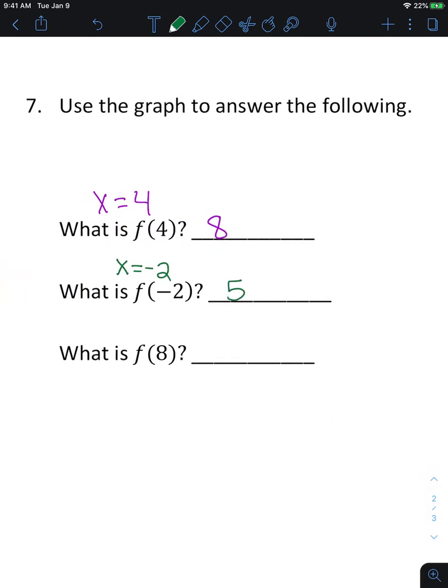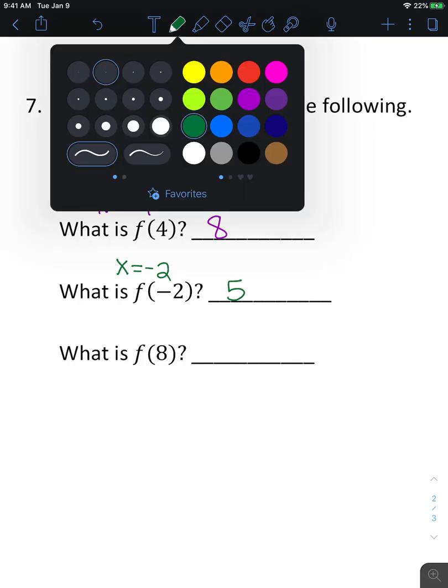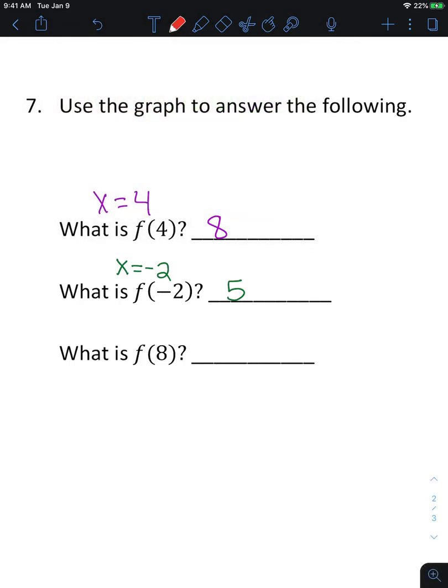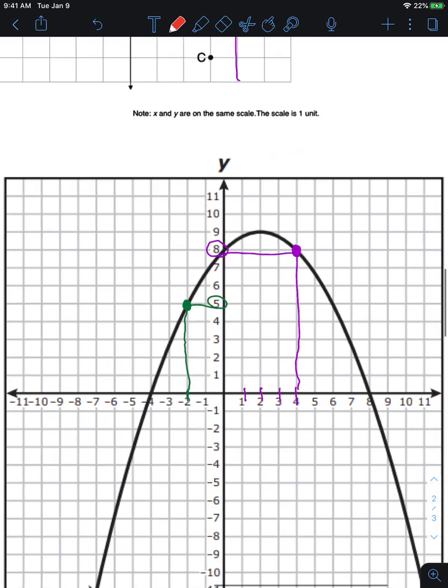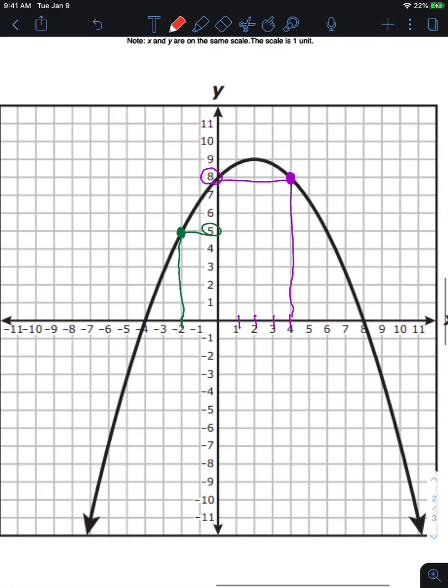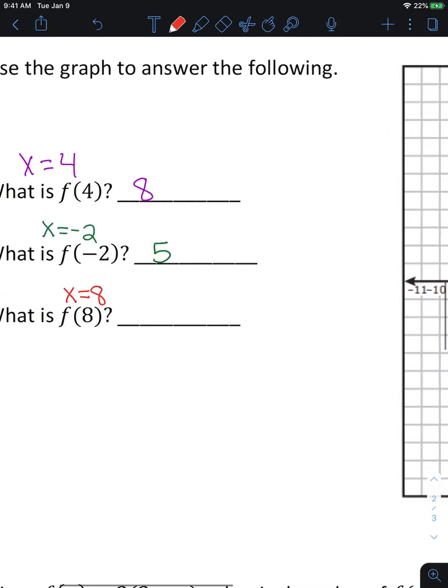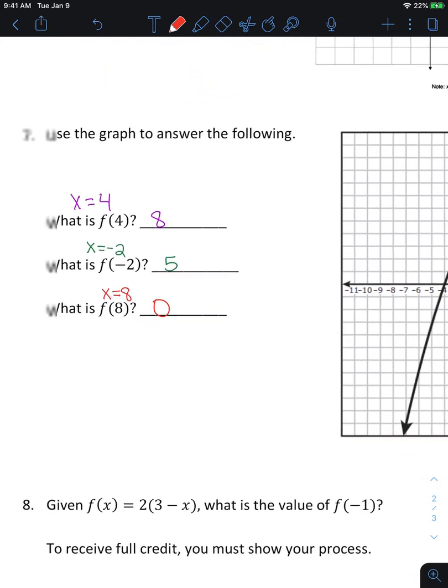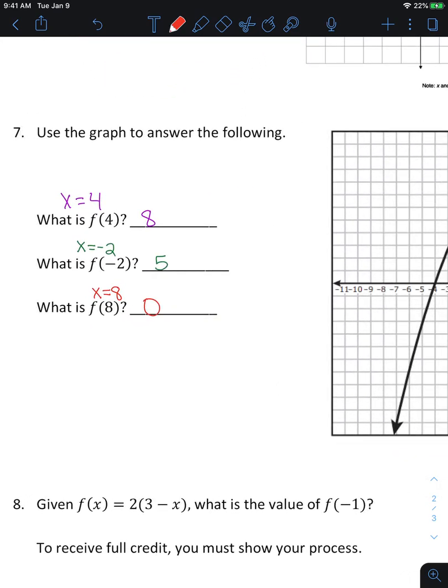Okay, f of 8. So I'm going to go ahead and switch colors one more time. That's telling me x equals 8, because remember, it's originally f of x. So I go where 8 is. 8 is right here. And look, my graph is hitting that exact point. But what is that y value if it's on the x-axis? Yep, if you said 0, you were right. 0. So there's that.